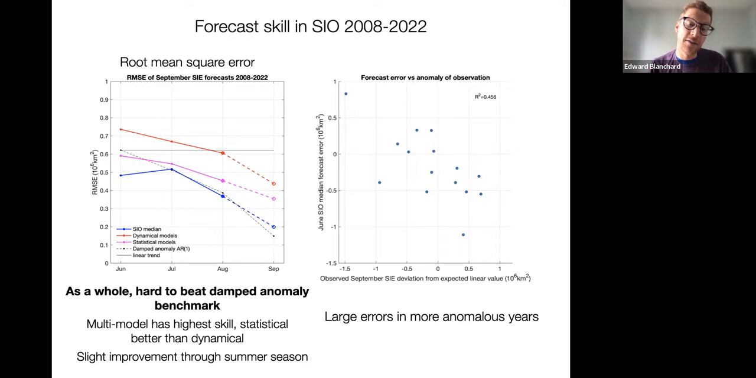And then the other main result, I think, is that it's really hard to beat that damped anomaly benchmark, which is what you really want to be doing if we're going to all the trouble of creating these forecasts, which take a lot of resources. And so we want to be eventually below that black dashed line.